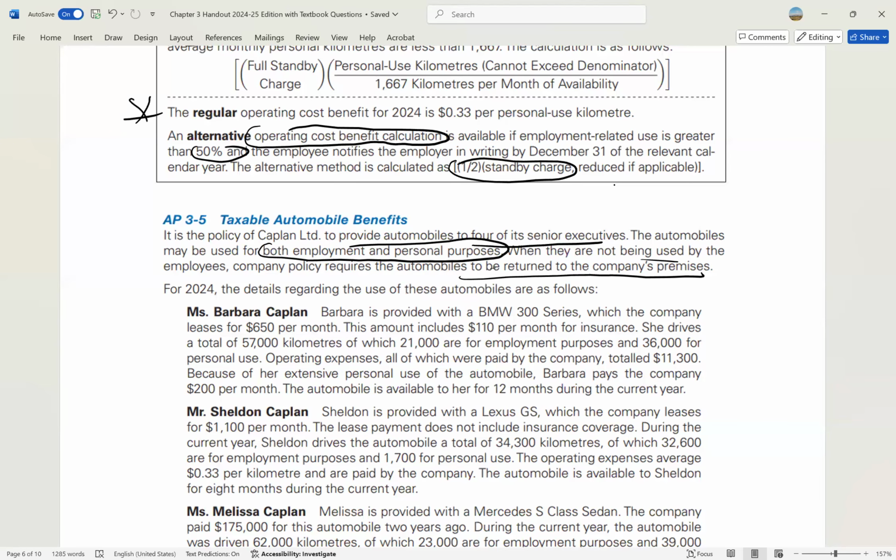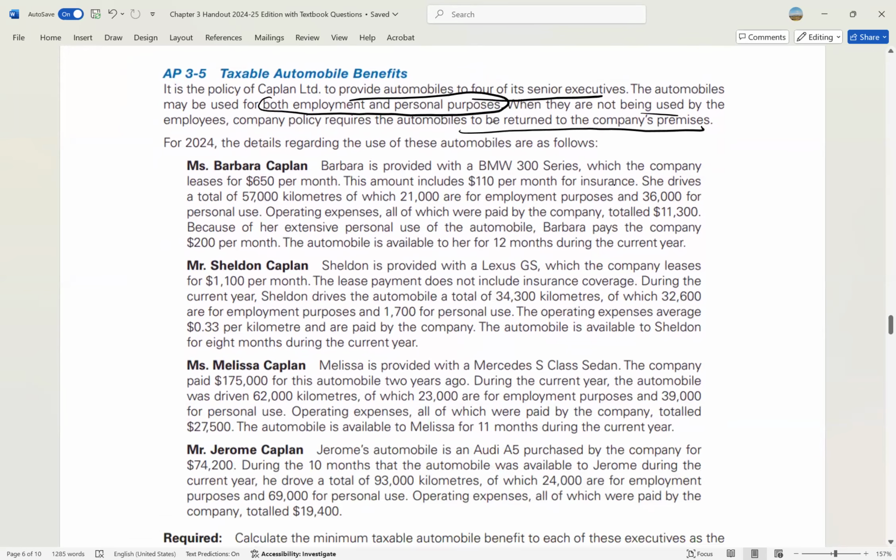Now, even though there's 4 executives, we're just going to look at 2. We're going to look at Sheldon first, and then we'll look at Jerome. And then what I'll do is I'll give you the answers for Barbara and Melissa, so you can do these other two on your own. So let's look at Sheldon.